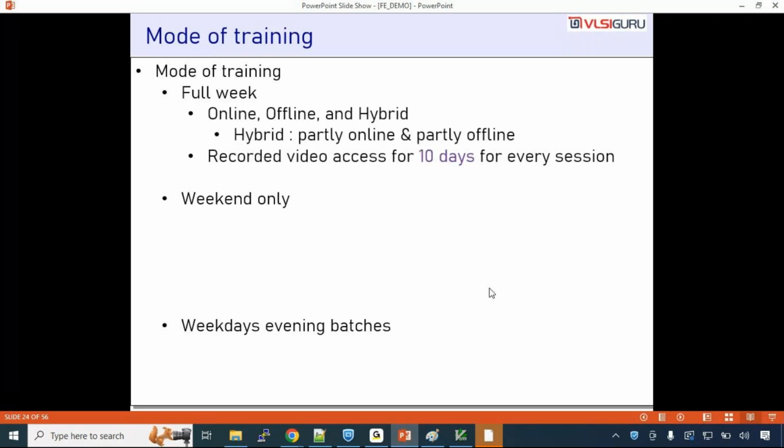If it is full week training, the training can be done online, can be done offline, can be done in hybrid model. What is hybrid model means? Partly online, partly offline. Let's say someone is from Hyderabad, he can't come immediately to Bangalore, but he has to finally get a job in Bangalore only. Even if you undergo training in Hyderabad, 80-90% chance that you will get a job in Bangalore only.